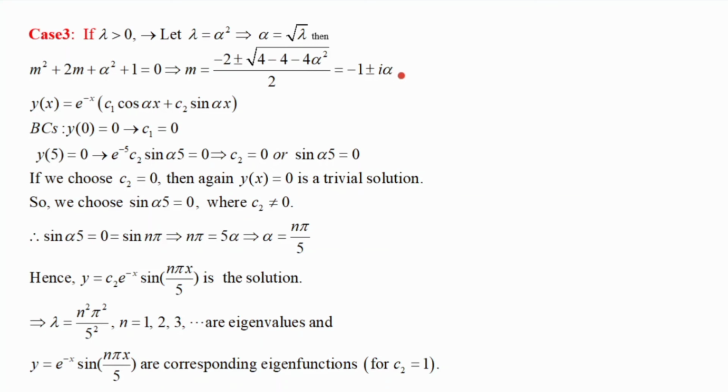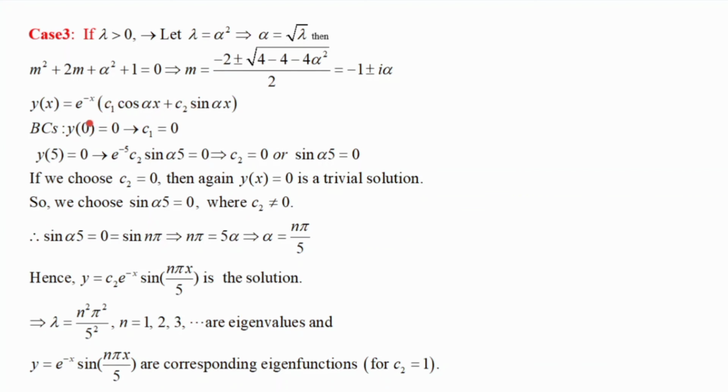So that means we can write the general solution as e power minus alpha x. Alpha means here minus 1, that's why e power minus 1x, C1 cos beta x plus C2 sin beta x. Beta means here also alpha. That means finally we get the general solution as y equals e power minus x (C1 cos alpha x plus C2 sin alpha x). So now we apply the boundary conditions to get our arbitrary constants C1 and C2.